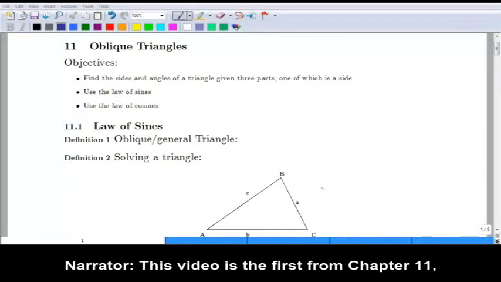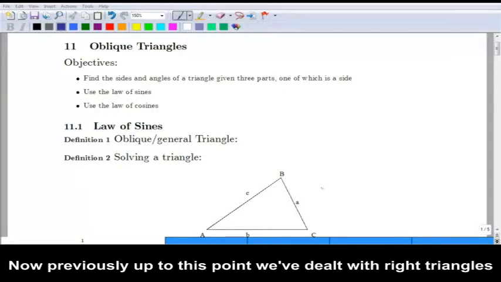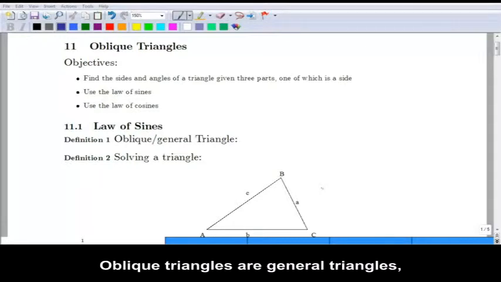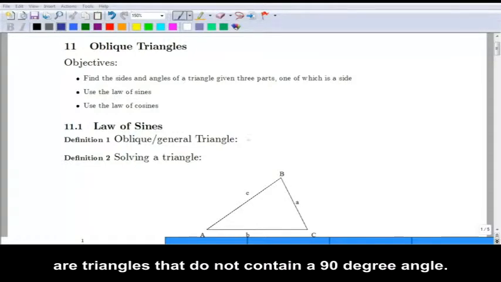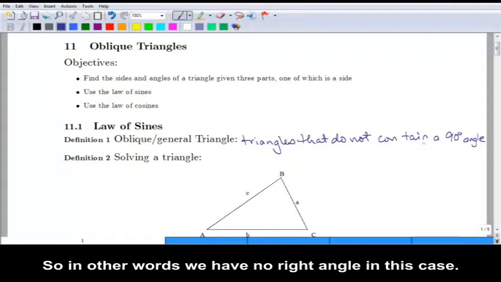This video is the first from chapter 11, which talks about oblique triangles. Previously, up to this point, we've dealt with right triangles, and right triangles contained an angle that was 90 degrees, or a right angle. Oblique triangles, or general triangles, are triangles that do not contain a 90-degree angle. So, in other words, we have no right angle in this case.